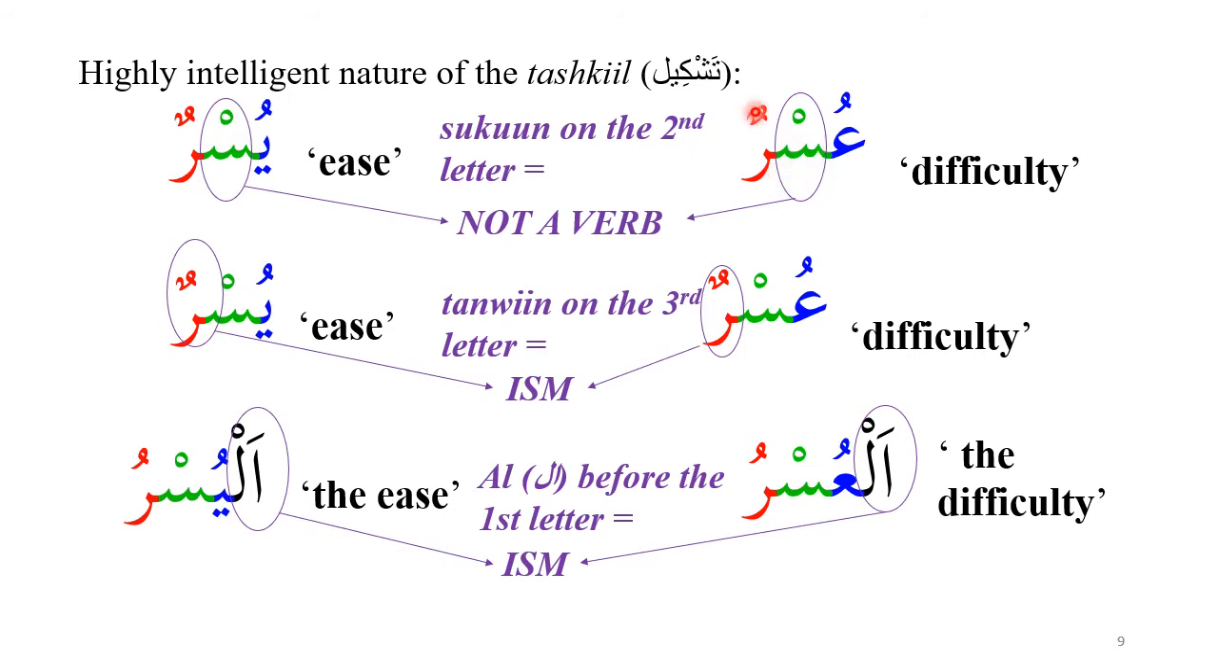Then the tanween is only for ism, not for the fi'al. And then the tanween is on the last letter of the word. And then the second letter, if it has a sukun, that would mean it is not a verb. It's an ism.